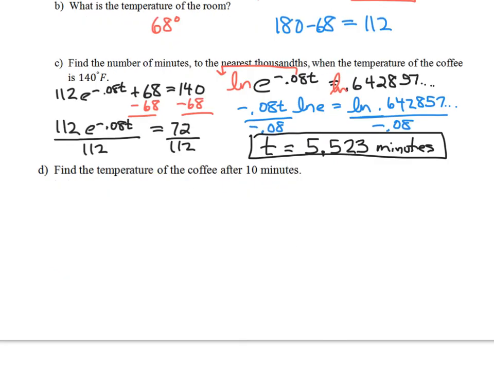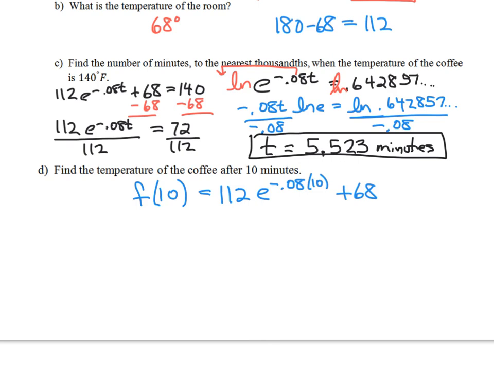Let's go ahead and finish this example with part D, where we want to find the temperature of the coffee after 10 minutes. This is usually the easier part of the problem because we just want to be able to plug 10 into the function for our time. So we're going to say 112 e to the negative 0.08 multiplied by 10 plus 68. Notice that when I've got that plus 68 in my function, that's the vertical shift in my exponential function. So that means we've taken our whole exponential function and shifted it up 68 units.